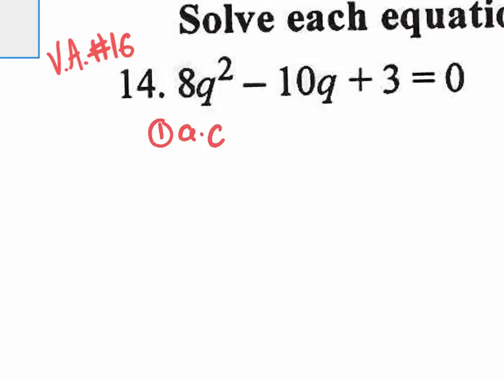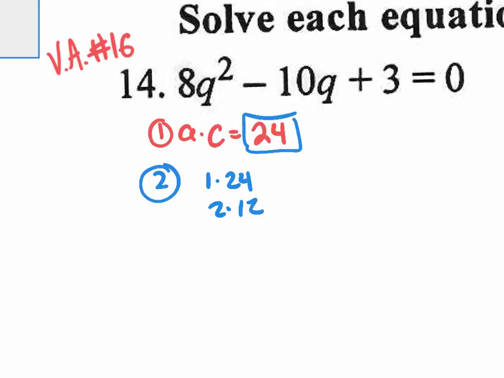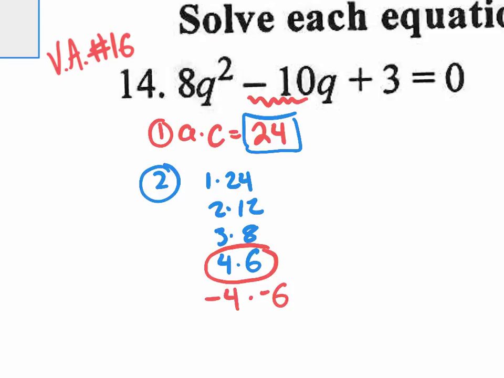Step 1, a times c. That's 8 times 3, that's 24. And then we want to think of the multiples of 24 that combine together to give us a negative 10. So I want to go one at a time. 1 times 24, 2 times 12, 3 times 8, 4 times 6. And right there I see that 4 and 6 combines together to give me 10, but I want it to be a negative 10, the b value. So I want to change both the 4 to a negative 4, and I want to change that 6 to a negative 6. So this is the correct pair of numbers that we want.